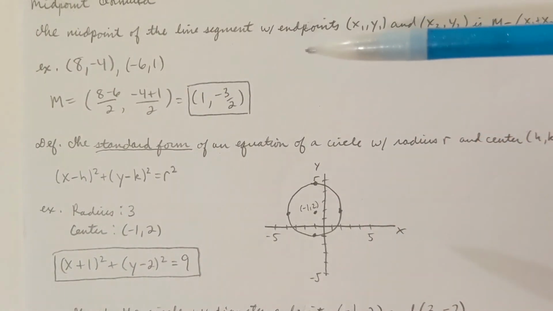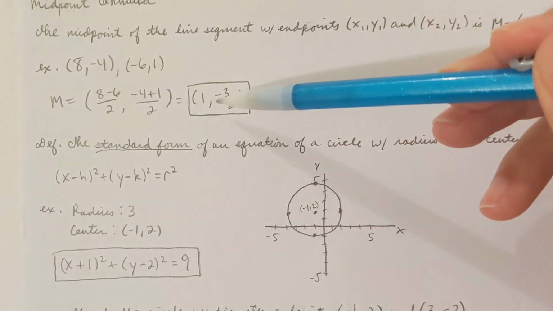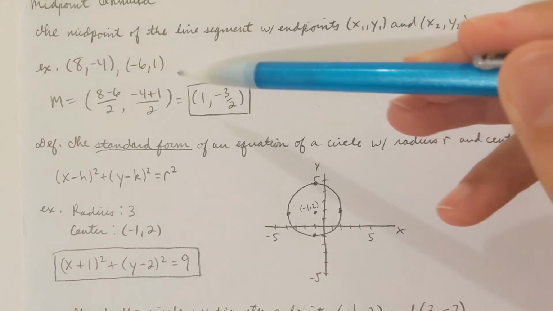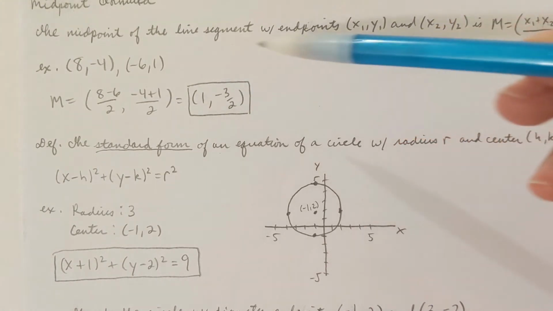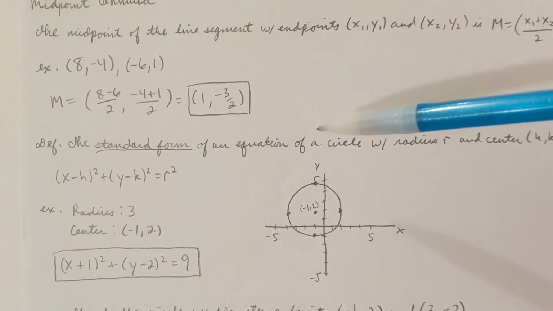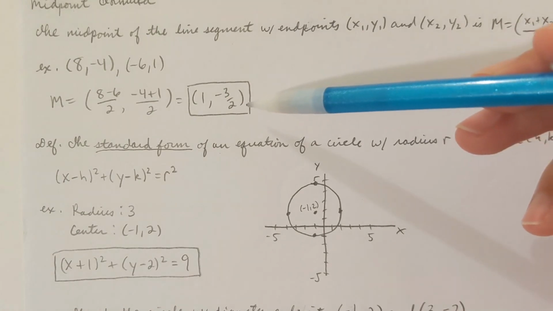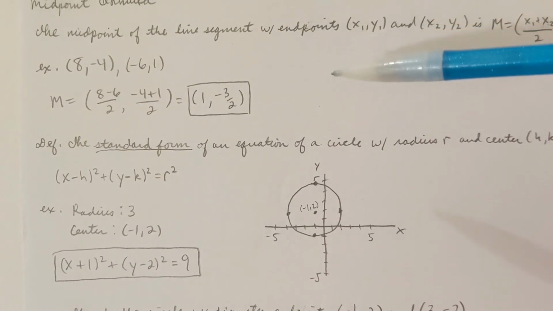Now I can very easily check that. I can calculate the distance between this first point to the midpoint and the midpoint to the second endpoint, the two distances, and they should be exactly the same. They should be equal. Now I think it'd be a lot of work to check that distance, okay? But there is a way to check your answer.